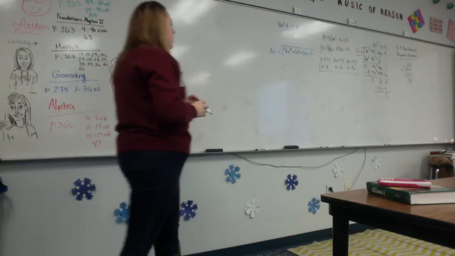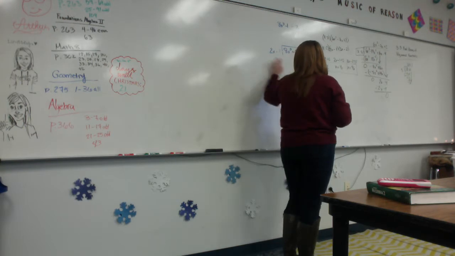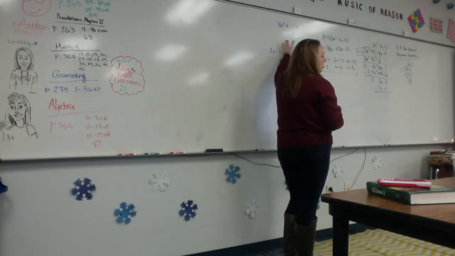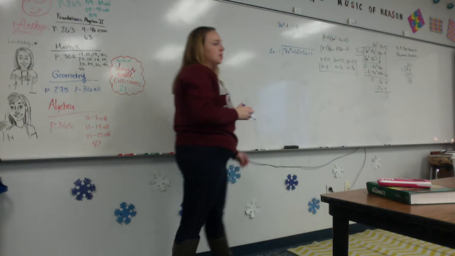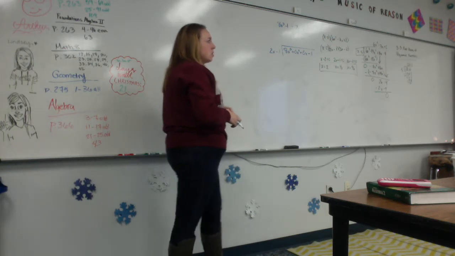Okay? So you ask yourself, this is 2 units, so I'm going to go 2 deep. How do I get 2x to 8x cubed? What do you have to multiply by? What do you have to multiply 2x by to get 8x cubed? 4x squared.